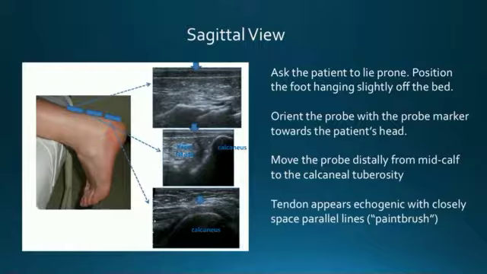The Achilles tendon will appear echogenic with closely spaced hyperechoic parallel lines. The tendon will appear as a paintbrush appearance.